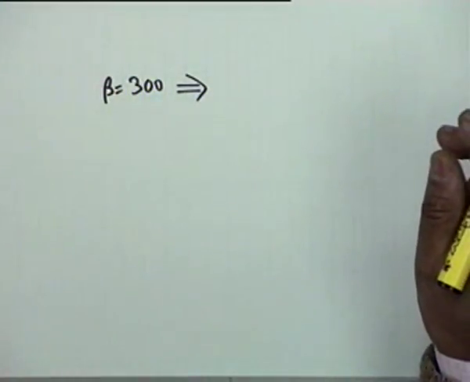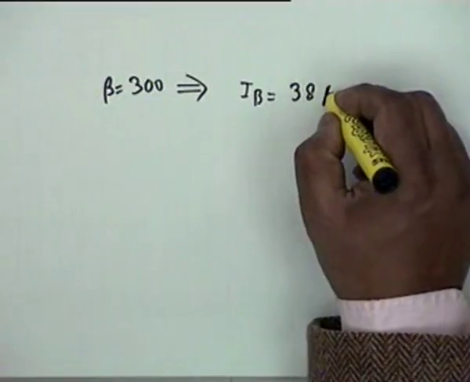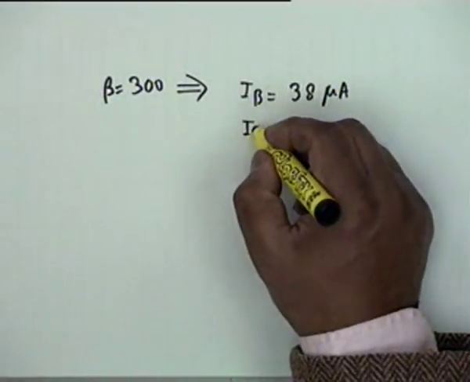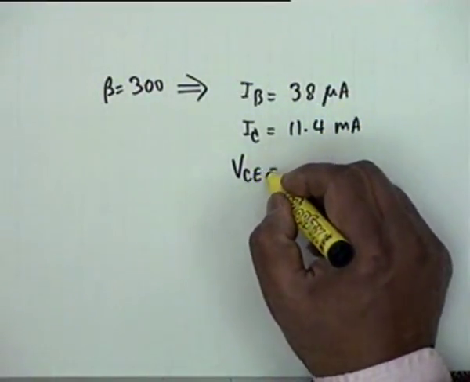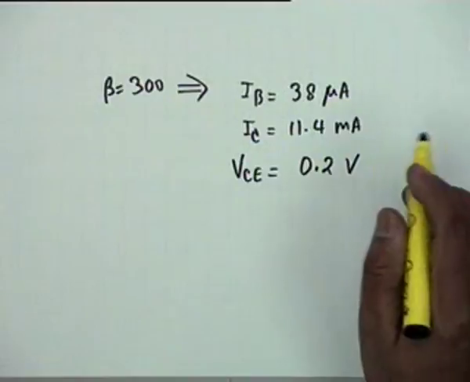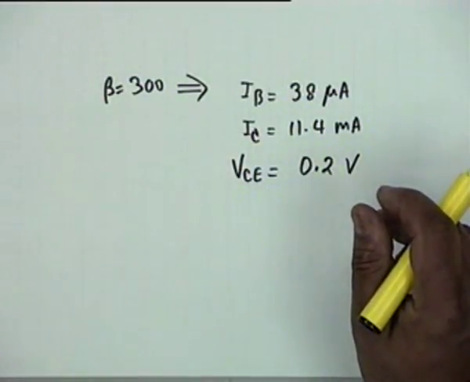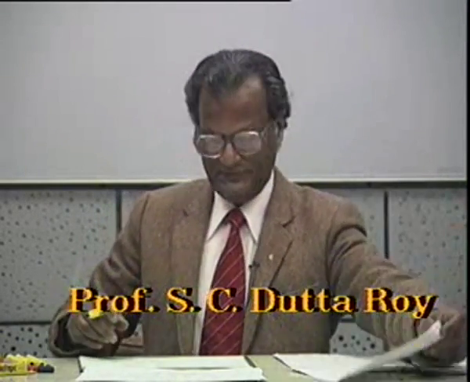If we proceed with the same formula, my calculations give I sub B as equal to 38 microampere, I sub C equal to 11.4 milliampere, and alas, VCE comes out as small as only 0.2 volt, which means that the transistor is driven into saturation region. BJT we don't want saturation. FET we always want saturation. All right, you must remember this. Therefore, we argue that it is not stabilized against the variations in beta. The next problem that we take, any question on this problem?